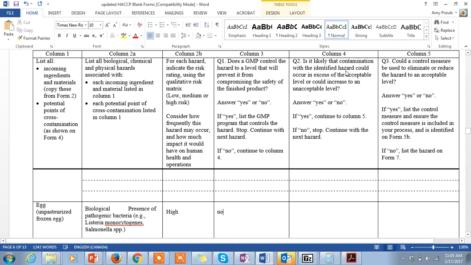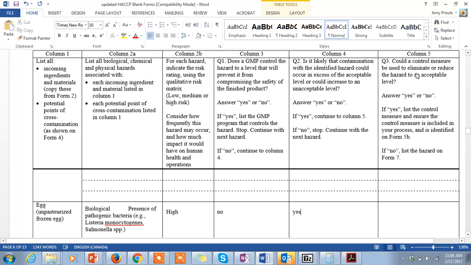Column 4: is it likely contamination with the identified hazard could occur in excess of an acceptable level? What on earth does this mean? Well, if we have something that's high risk here, it's high risk for a reason, and that's because it's likely that it's going to be there, and it's going to be there in an unacceptable level. So the answer is yes. If the answer is yes, you're going to column 5.